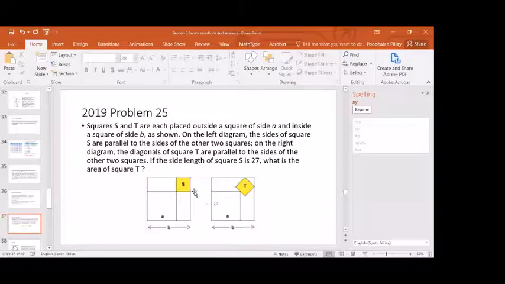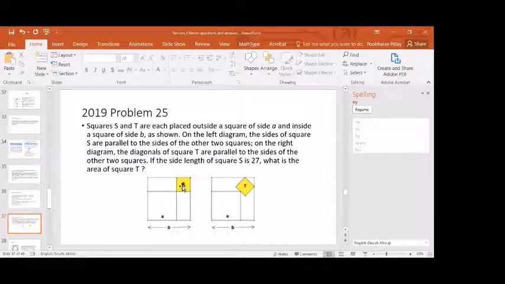It says squares. Let's have a look at the squares. S and T are each placed outside a square of side A. So you've got a square of side A, and then you extend that to get another square inside a square of side B, right? And then when you take the square of side A and the square of side B, you draw another little square in the corner here, and that square is S.